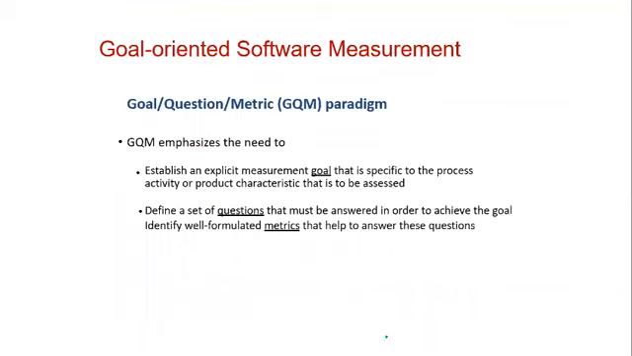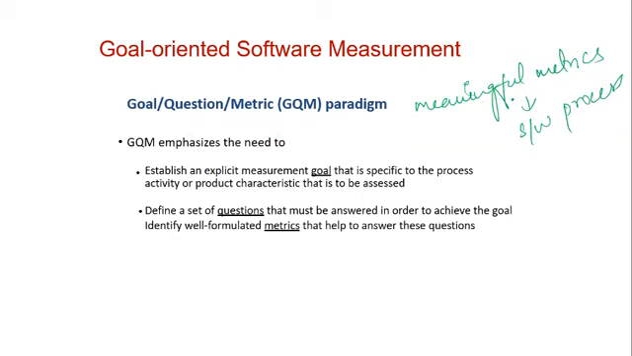Then you've got the goal oriented software measurement. Now, within the goal oriented software measurement, you've got the GQM technique, that is your goal question metric paradigm. Now, this GQM technique is going to identify the meaningful metrics for any part of the software process. Within the entire software process, what are the different meaningful metrics that are going to be identified by the GQM.